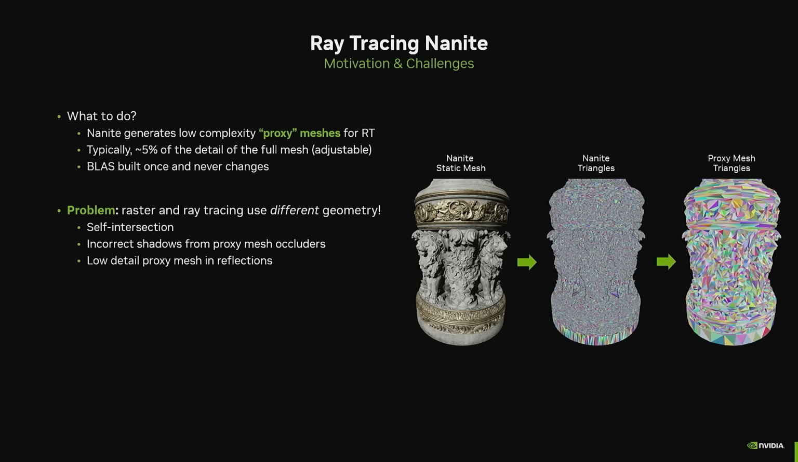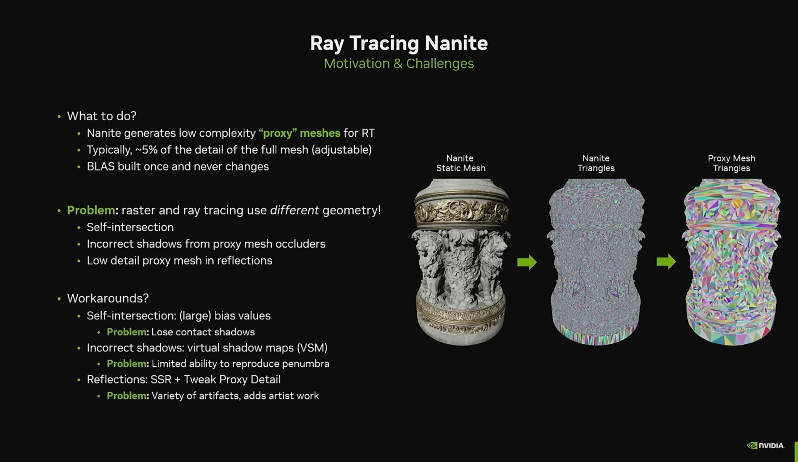So now we have a problem. The geometry that's used in rasterization and the geometry that's used in ray tracing are now different. And this creates quite a few visual issues. Self-intersections, like Evan showed in the image at the beginning, and incorrect shadows from proxy meshes, so the actual mesh itself is the wrong shape, so it will cast the wrong shadow. And then in reflections, for instance, you could have low geometric complexity of the meshes that are being reflected.